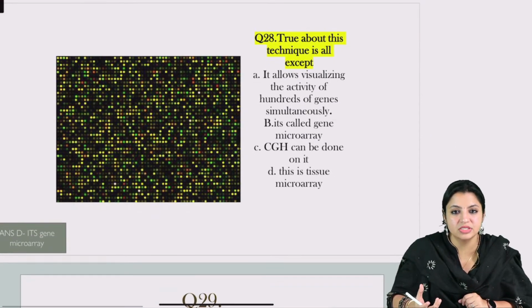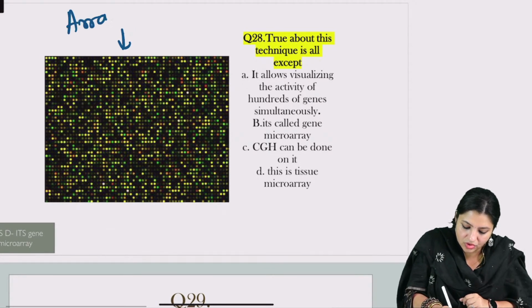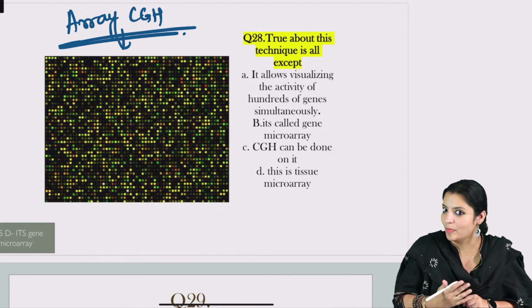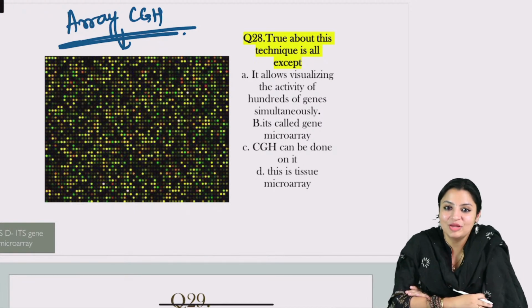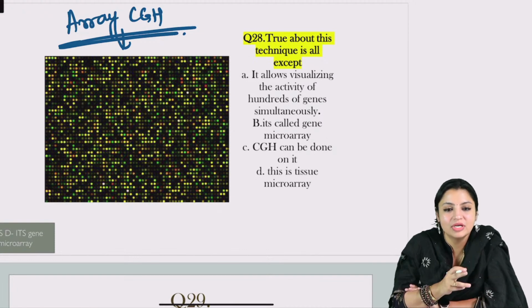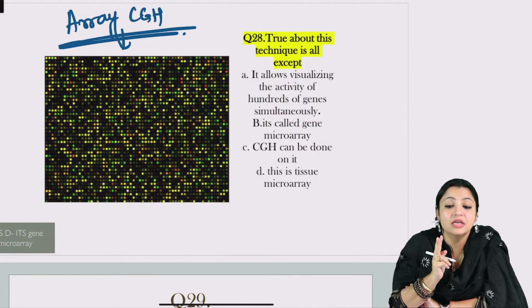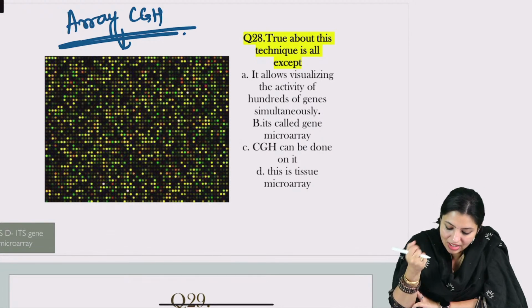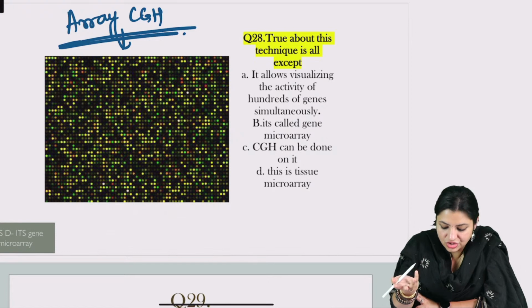Now let's go to the next question. True about this technique. What is this? This technique is called array CGH. Okay, so all of you who have heard me ever before will know the story behind it, which I'm not going to tell openly on YouTube. It's a secret story. Okay, so that's an array CGH, and whenever I'm talking about array CGH, basically remember it gives you only two color options. It gives you green and red options, and when red and green come together, it gives you yellow. So basically it can allow you to visualize hundreds of genes together. That's the purpose of array.